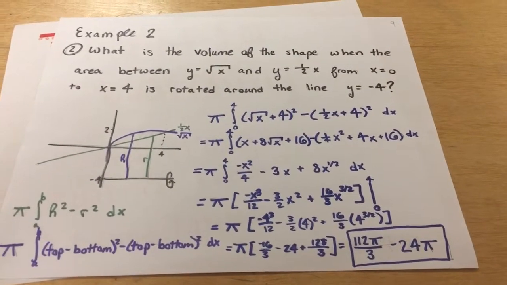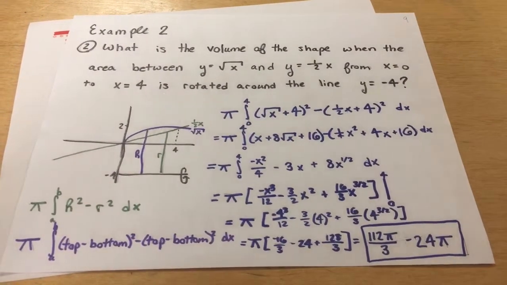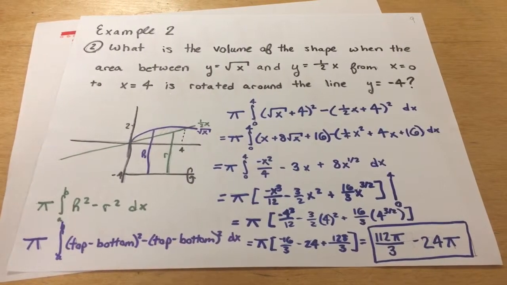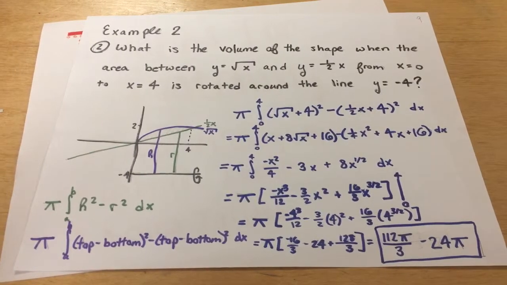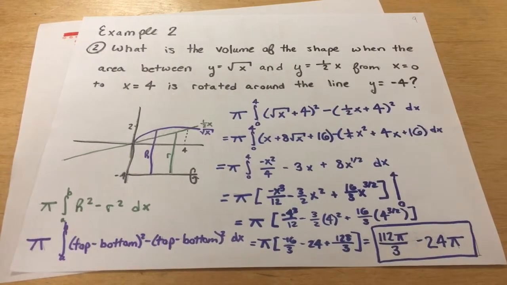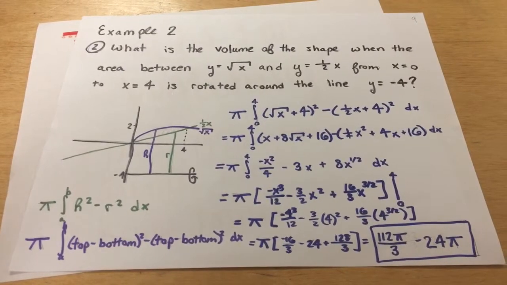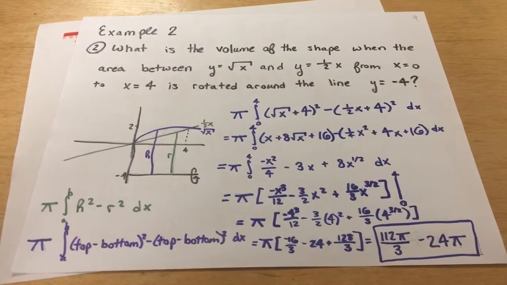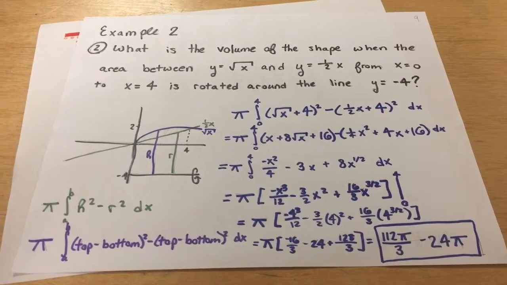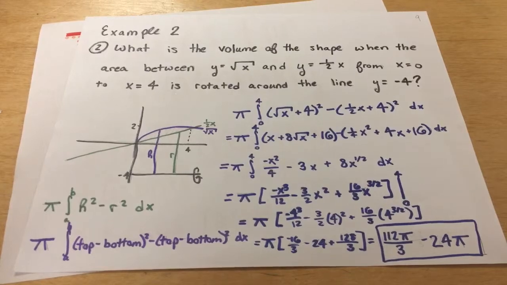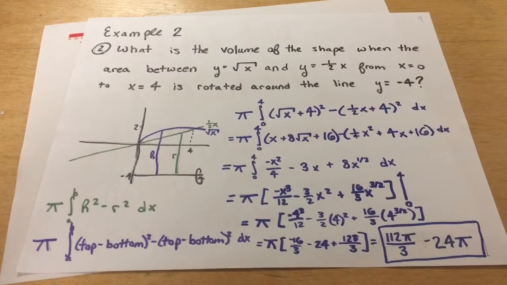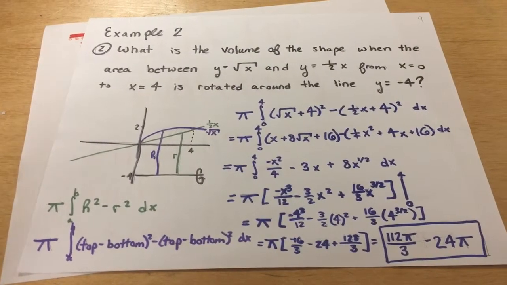Just like in example 1, we are rotating the area between square root x and 1/2 x from x equals 0 to x equals 4, but instead we are rotating around the line y equals -4. So first we must find the length of the big R by taking the outside function, which is square root x, and subtracting the axis, so big R would be square root x minus -4, or square root x plus 4. The same process happens with little r, with the top function minus the bottom function. So little r is 1/2 x minus -4, or 1/2 x plus 4.